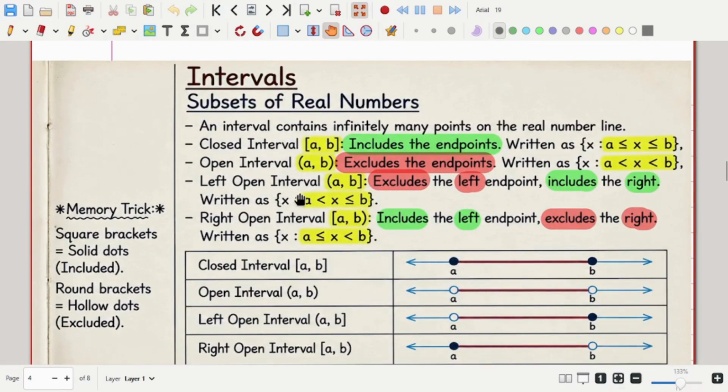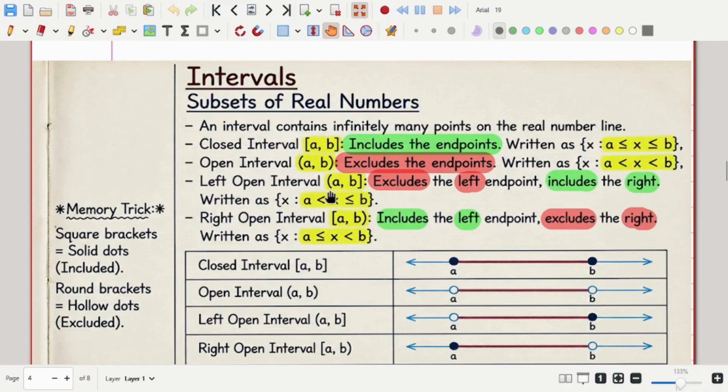So this is a summary slide. Closed interval includes the endpoints, denoted by these square brackets, and we write it as the set of all x such that x is greater than or equal to a and less than or equal to b. The equality sign used means closed interval. Open interval excludes the endpoints and is denoted with round brackets, and we write it as the set of all x such that x is greater than a and less than b.